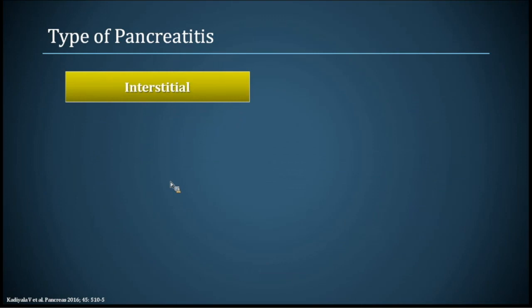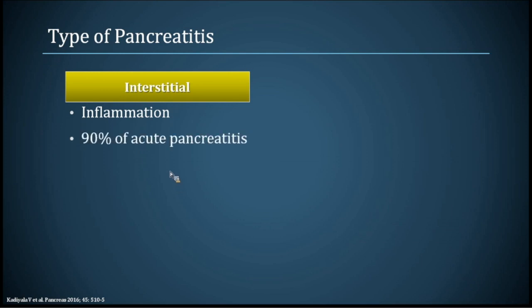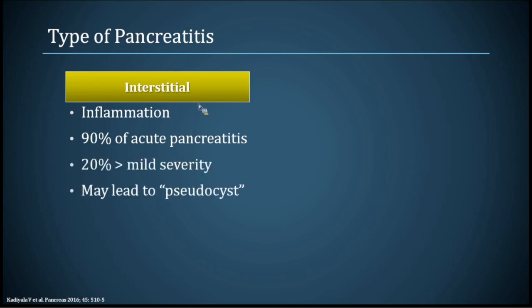So when we compare interstitial to necrotizing pancreatitis, so interstitial pancreatitis is essentially just inflammation. This comprises about 80 to 90% of acute pancreatitis. 20% of these have more than just mild severity, and this may lead to a pseudocyst. We'll explore all of those terms here in a moment. And about 2% of these patients ultimately die.